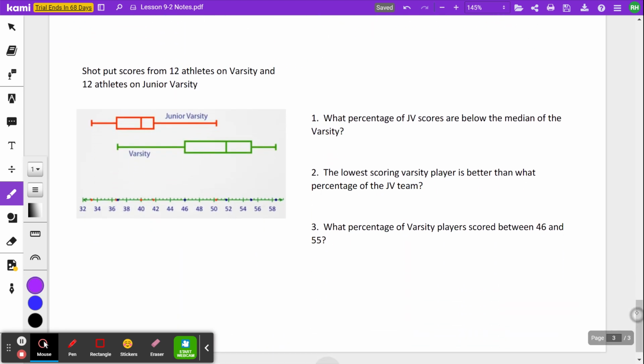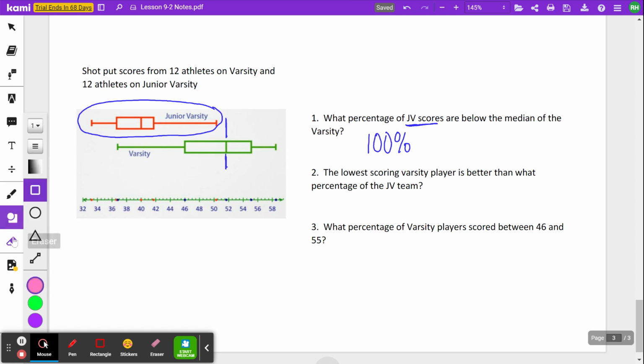Okay, last one, and then you're done. Box and whisker plot. For this one, again, remember, it's talking about the quartiles, right? So 25, 50, 75, 100%. And we're comparing varsity and JV, or junior varsity. What percentage of JV scores are below the median of the varsity? The median of the varsity is this middle bar here, right? So how many of these scores are below that? Well, the whole thing is. So 100% of the scores are below the median of the varsity.